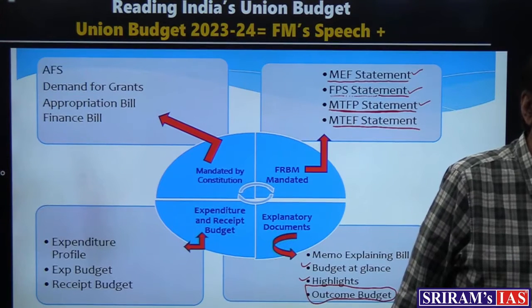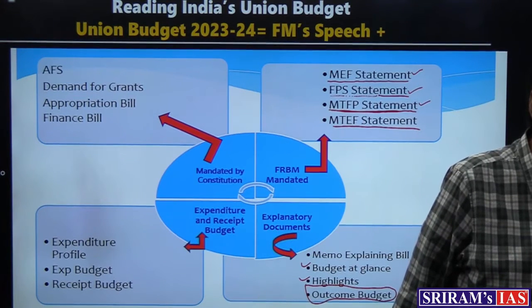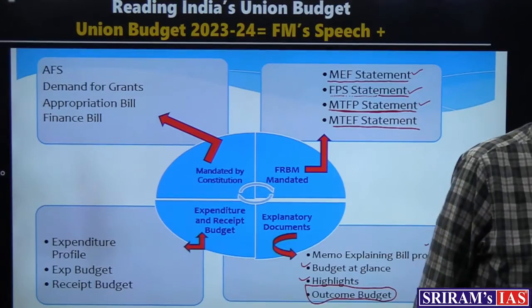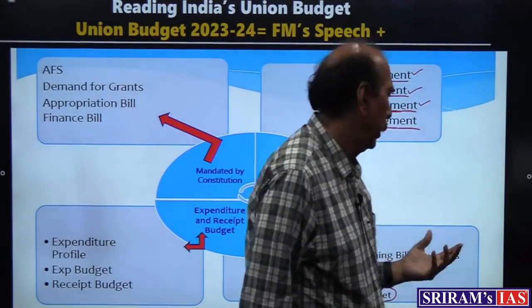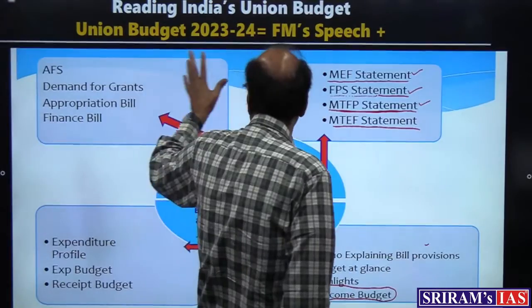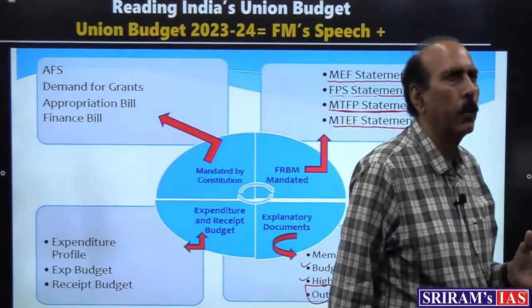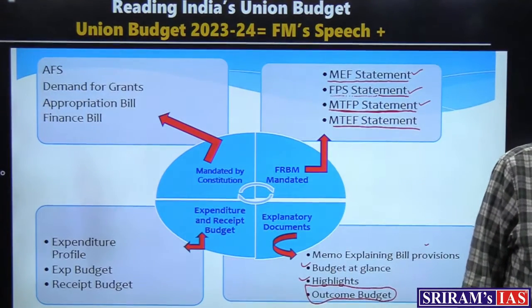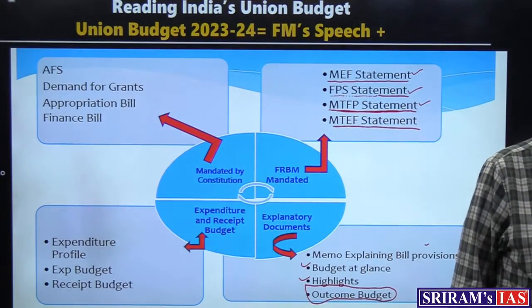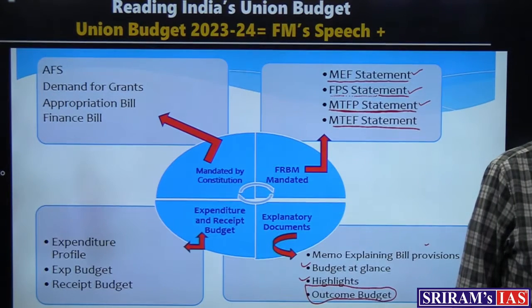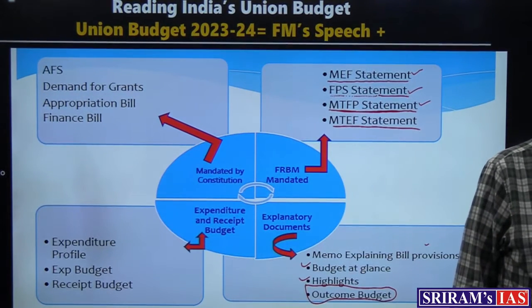You want to see all schemes summarized in this outcome budget document. This is a very important document. It has become so now, and therefore it has to be looked at. These are the documents which are placed in the parliament along with the FM speech, and therefore these are called the budget document. When we say union budget, all these documents are placed in a bag in the parliament, and this is called the union budget, FM speech plus the following documents.